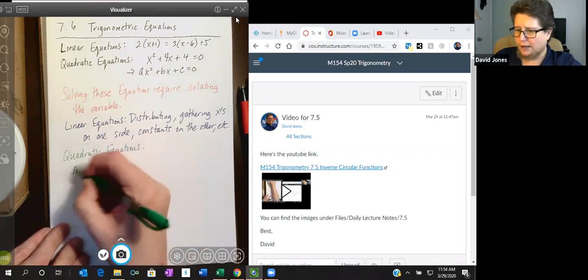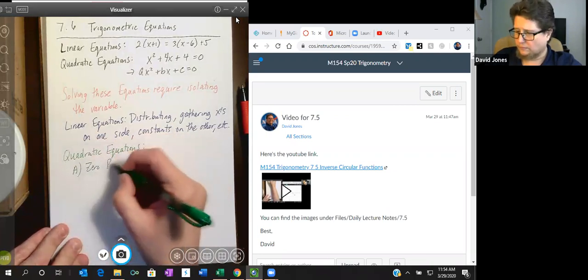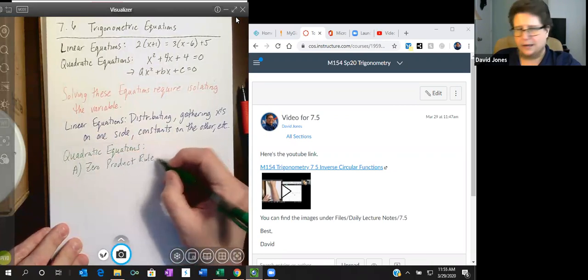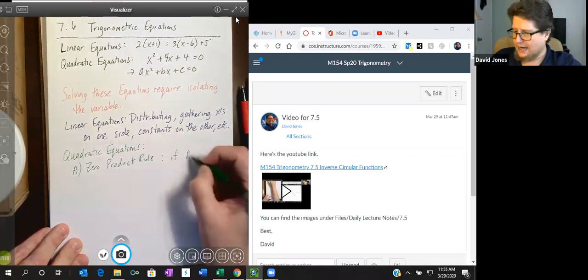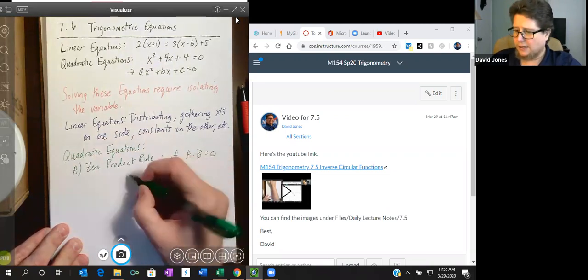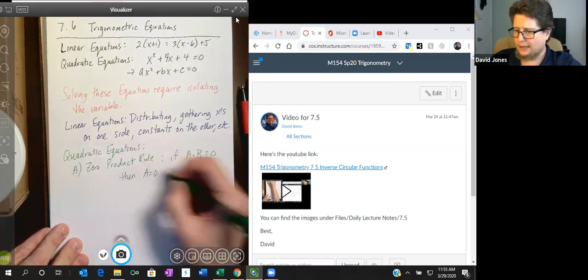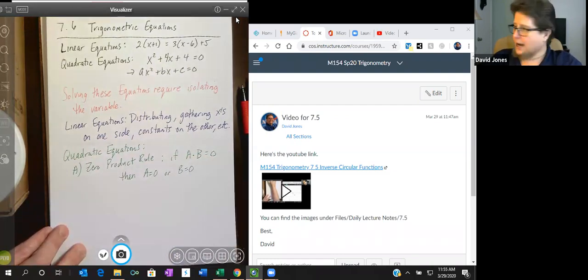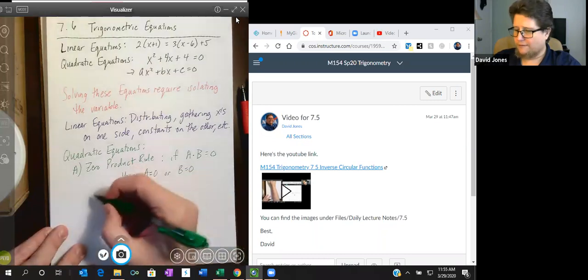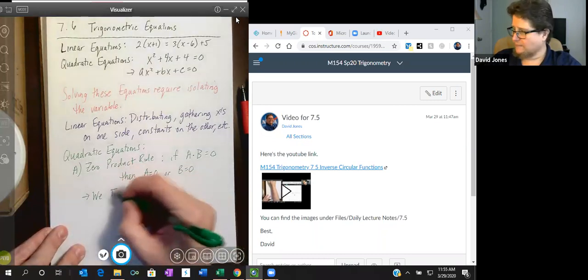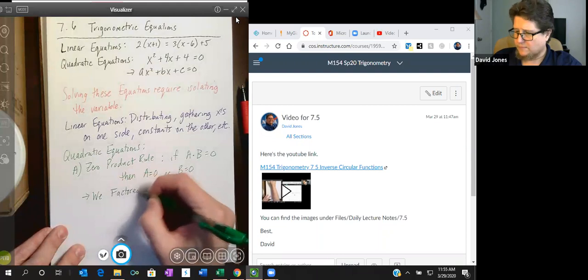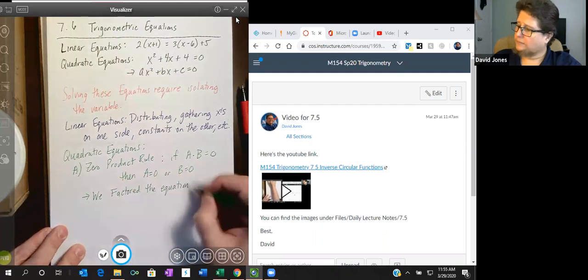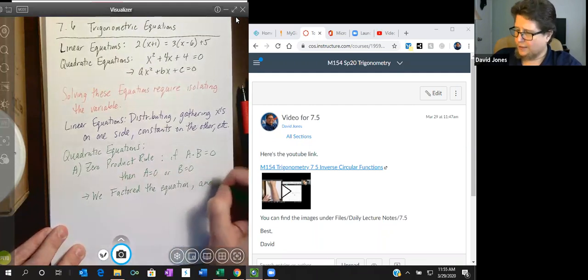We could use the zero product rule. And that said, if a times b equals 0, then a equals 0 or b equals 0. And the way we use that there is we factored the equation and set each term equal to 0.